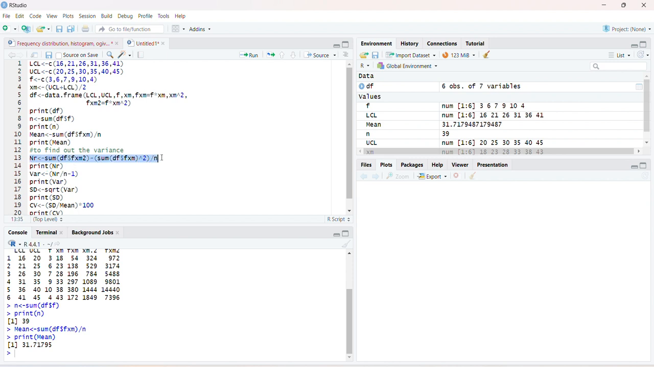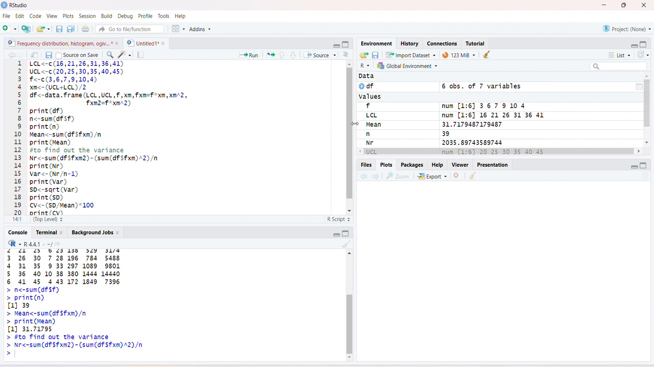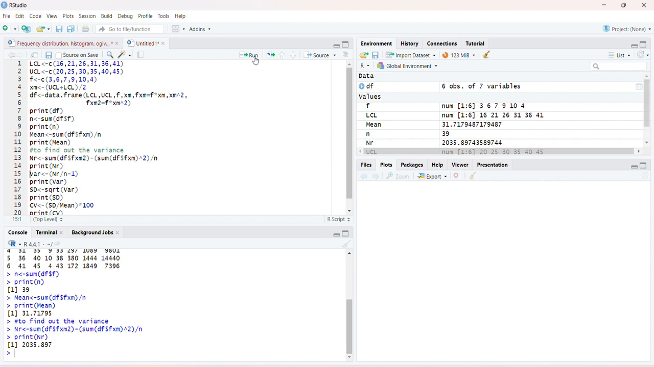So please remember all this. df$fxm square means it will take the corresponding column, and df$fxm means it will take the corresponding column again. So that gives you the value of the numerator, 2035. When you print the numerator, your console gives you the value. And then the variance formula is the numerator over n minus 1, that is the variance.